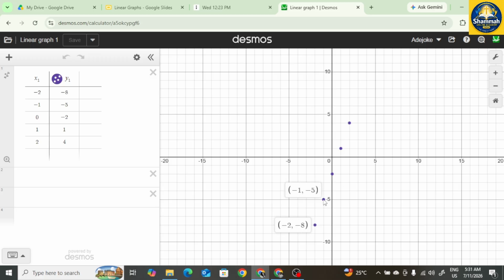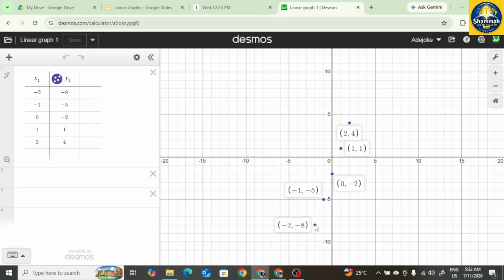Then it's closely followed by the next point, where x is minus 1 and y is minus 5. Then to the next, where x is 0 and y is minus 2. And then to the next, where x is 1 and y is 1. And lastly, the last point, where x is 2 and y is 4.